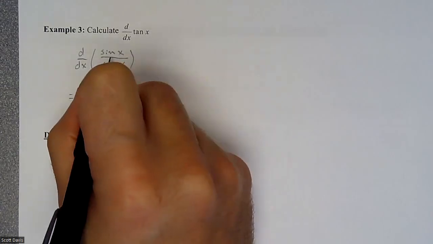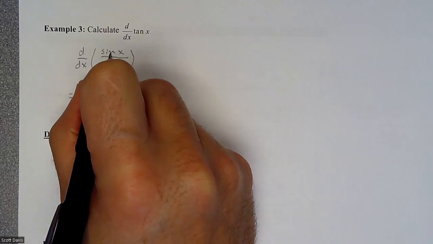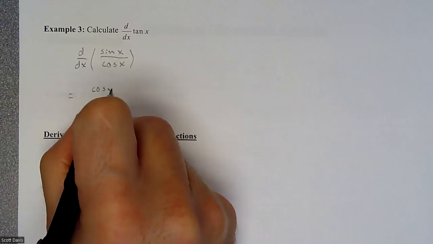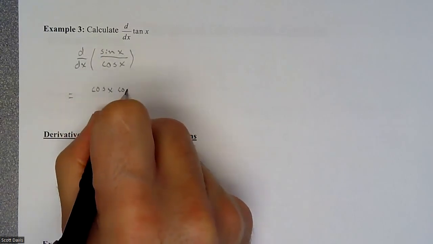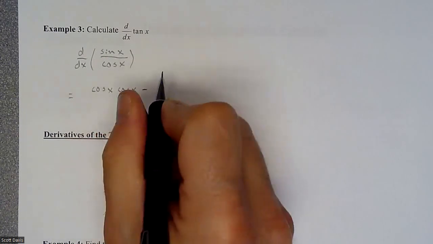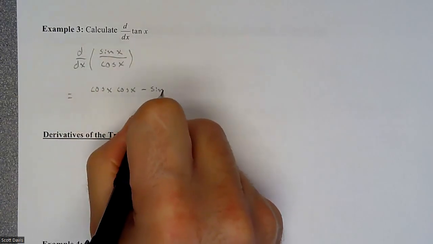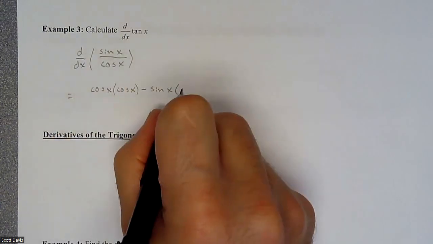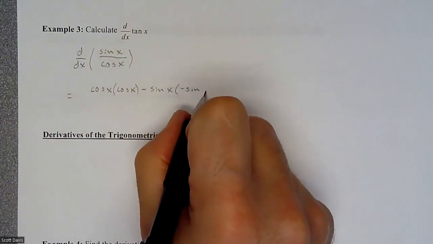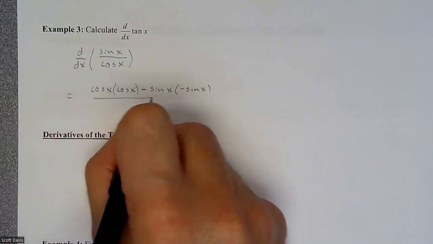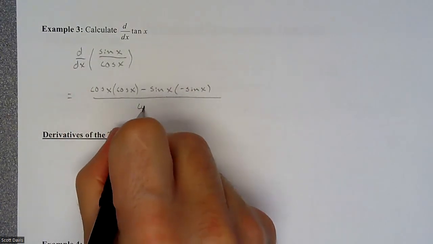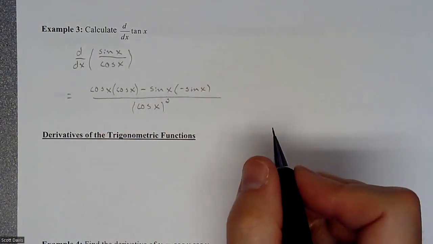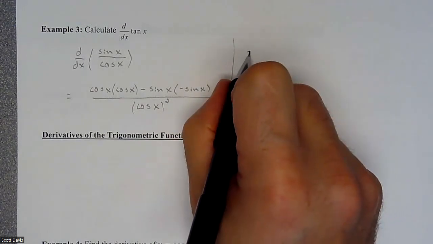So if we do this derivative, we're going to do the quotient rule. It's going to be the derivative of the top, so the derivative of sine is cosine. Derivative of the top times the bottom, minus the top times the derivative of the bottom, which is negative sine, since the derivative of cosine is negative sine, all over the bottom squared. So there is our step. Here is now our algebra.